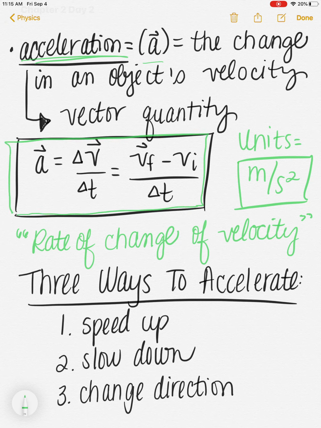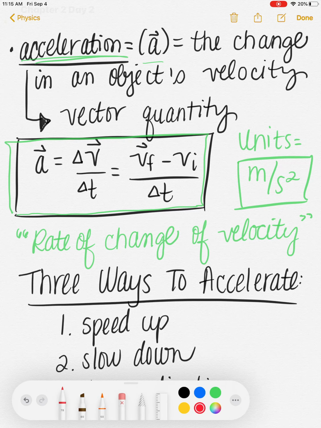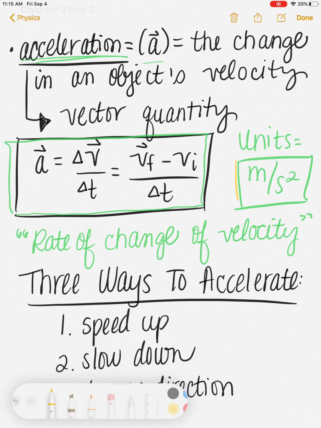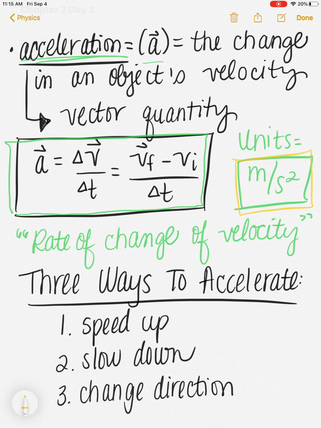The equation for calculating acceleration, for now, is that acceleration is equal to the change in velocity per change in time. You can also write this as final velocity minus initial velocity, because that's the same thing as change in velocity, divided by time. Now, units are meters per second squared.